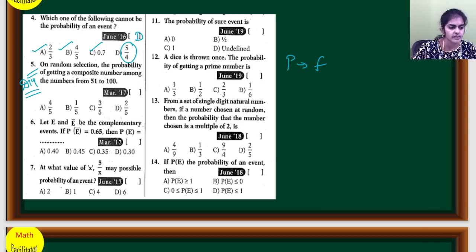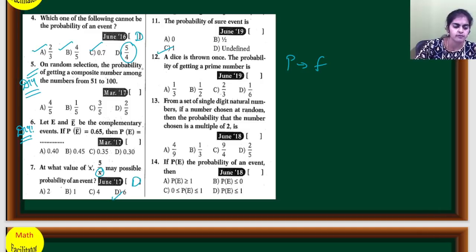Now E and E complement. This also I want you all to do. So it is 1 minus 0.65. What is the value of x? 5 by x may be a possible event. So x should always be greater than 5. If it is less than 5, the probability will be greater than 1. It cannot happen. Sure event, it is always 1.